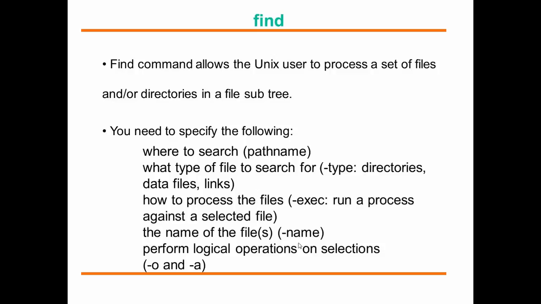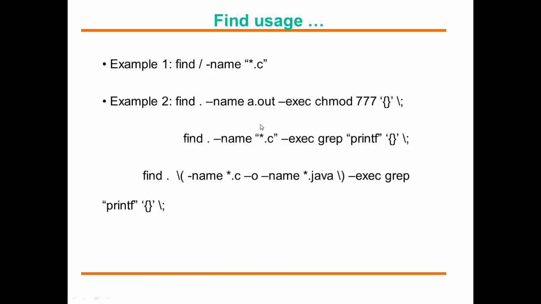Do you want me to find files with -name? That means with a name matching something like .c, right? Do you want me to do multiple operations? Find by name, find by file type. Various options we can give it, and here are examples of it.